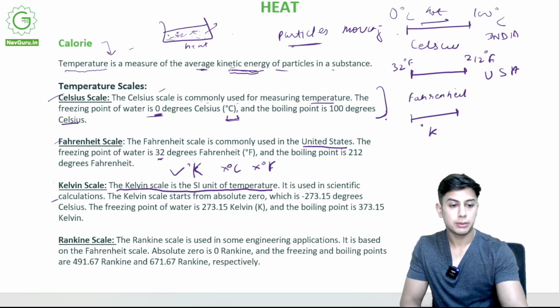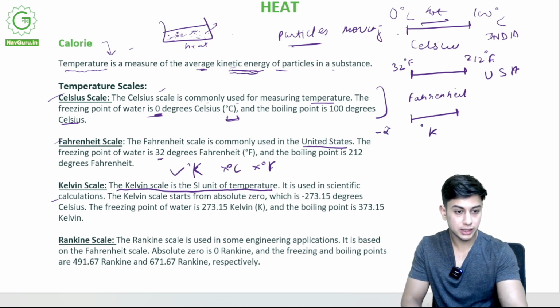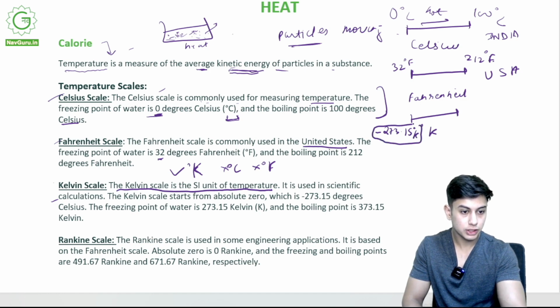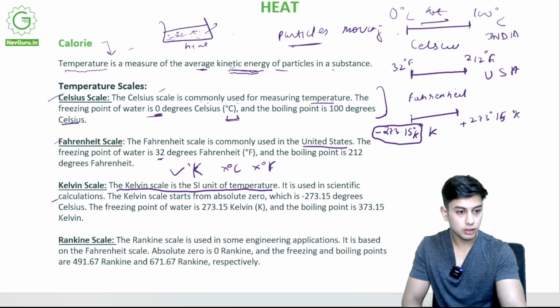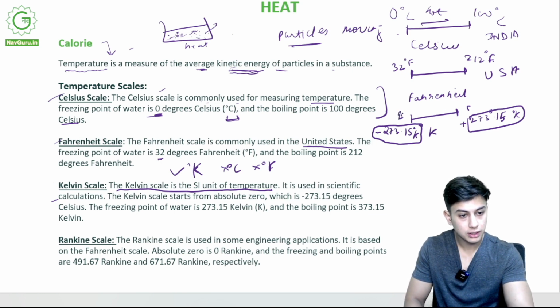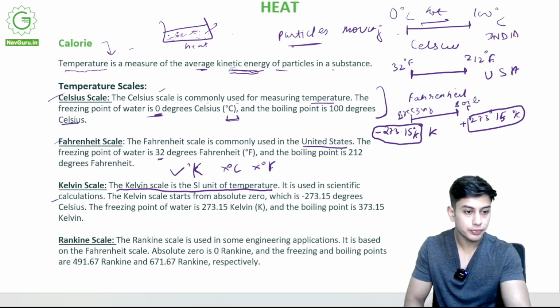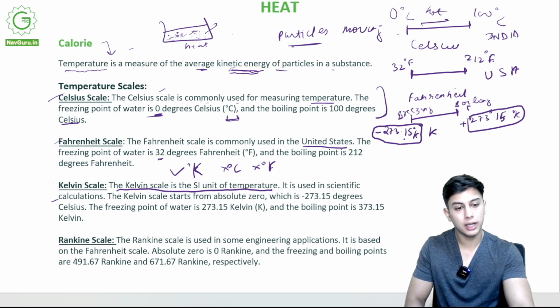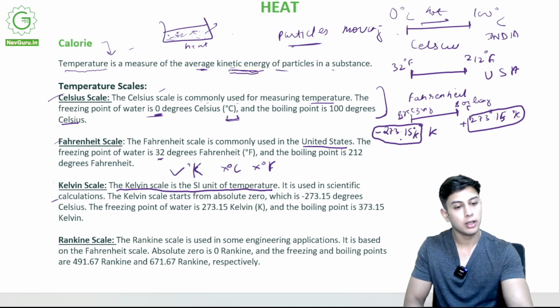Absolute zero is minus 273.15 degrees Kelvin. This is the negative, this is the positive, this is freezing for Kelvin, this is boiling in Kelvin. So minus 273 to plus 273, also there is 0.15.